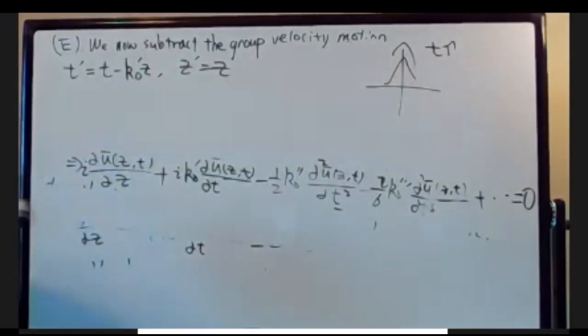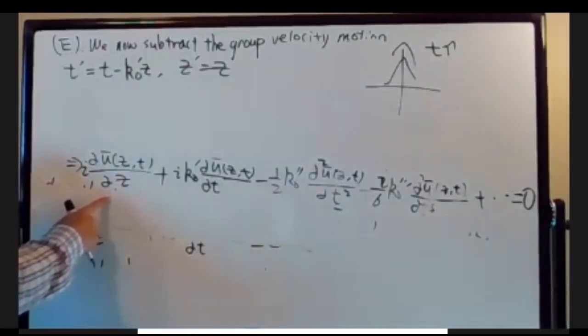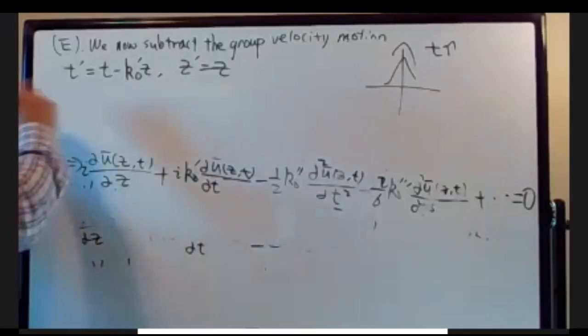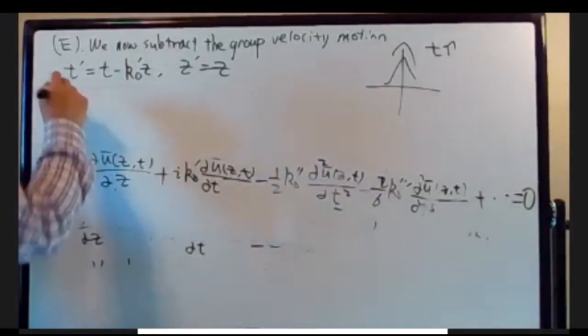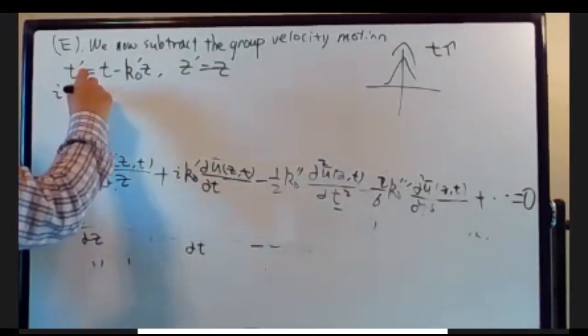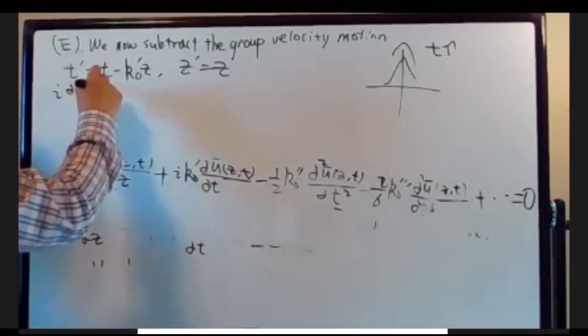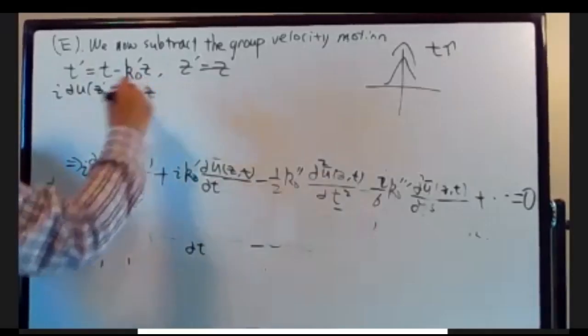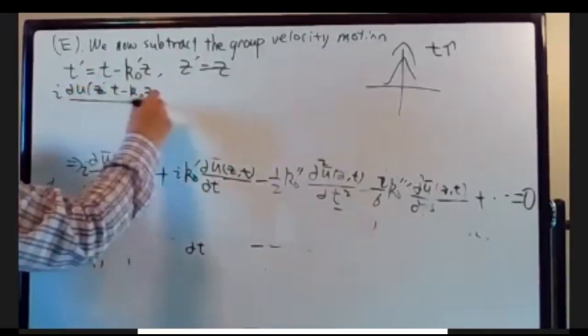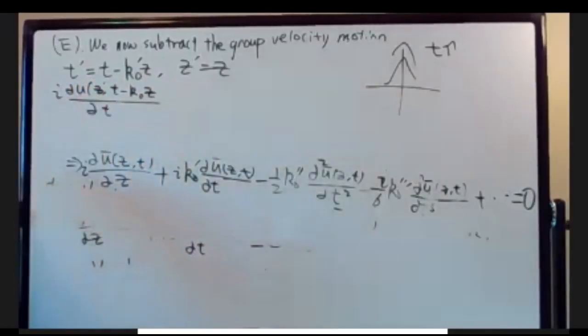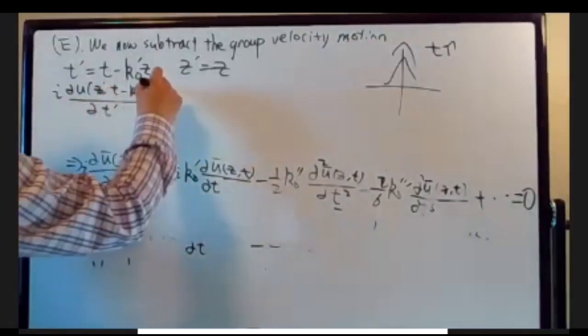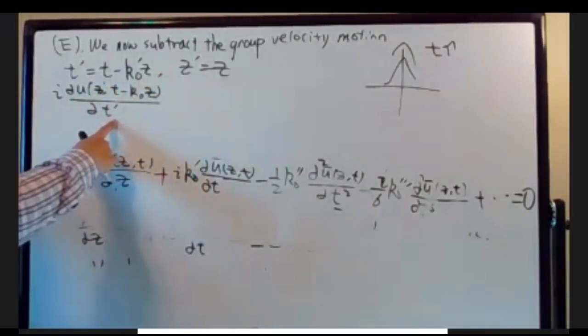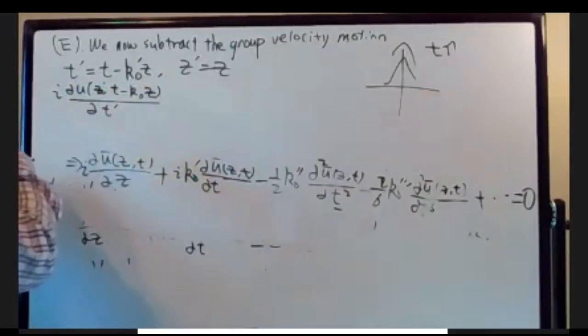Z is the distance. So now we are going to put it here, this equation, right? This equation. So let's do the partial u with respect to z prime, now t minus t naught z, right? With respect to t, now I use the t prime.